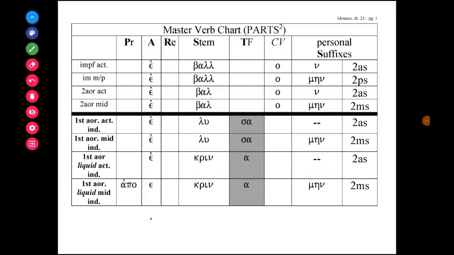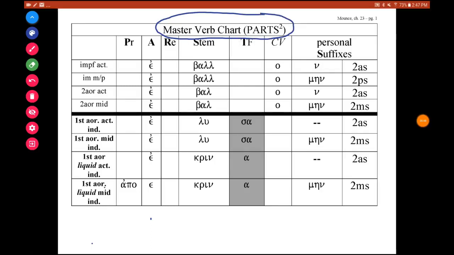Welcome to the module on the first aorist active and middle indicative. What you have before you is part of a master verb chart. This verb chart will get larger as you go through the course. And so far, we've covered the following past time tenses.